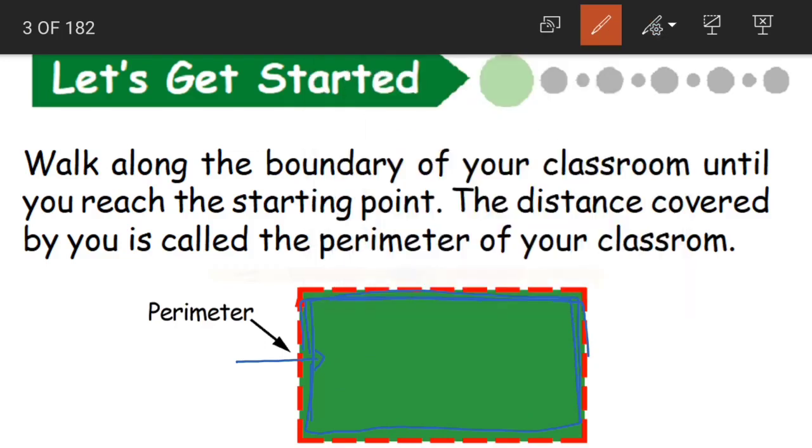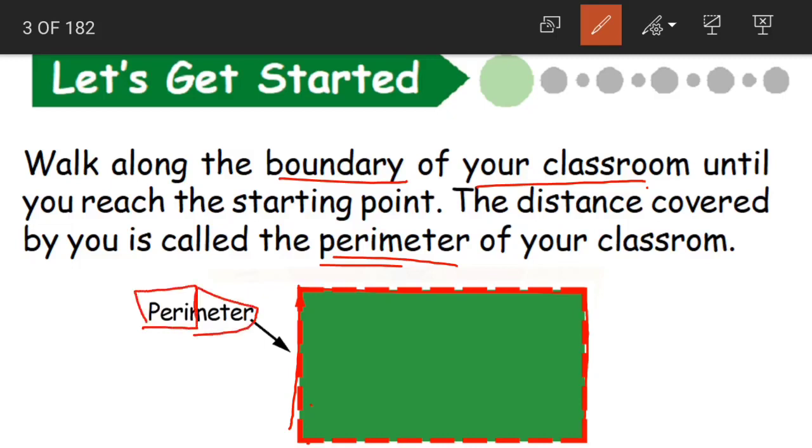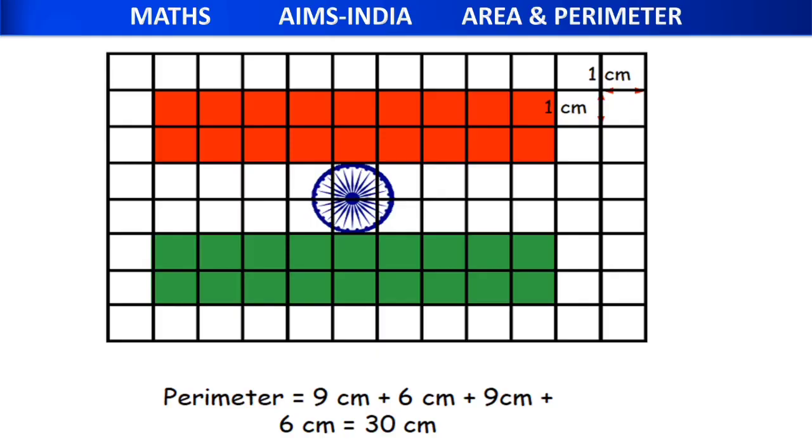Now when you complete one round, that is when you start from the starting point and also end at the starting point, we have covered this much distance, right? The whole distance. That will be called the perimeter of the classroom. What will it be called, children? It will be called the perimeter of the classroom. The distance covered, that is the boundary of your classroom. What did you cover here? You have covered the boundary of your classroom. This boundary of your classroom is called the perimeter of your classroom. P-E-R-I, peri, M-E-T-E-R, perimeter. Clear children? It is just the boundary.